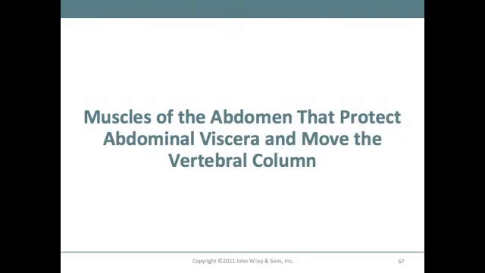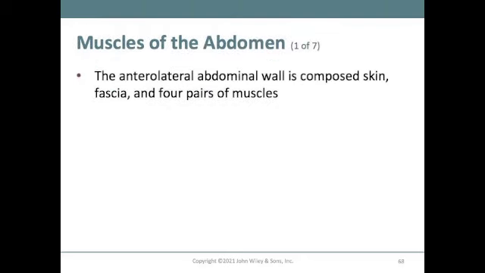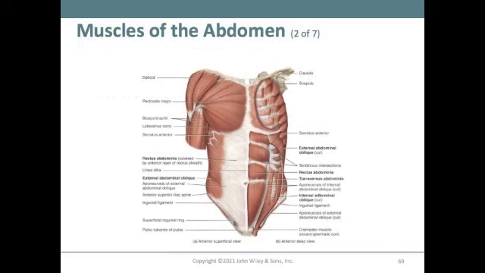So the abdomen muscles protect the viscera and move the vertebral column. Page 366. The anterolateral abdominal wall is composed of skin, fascia, and 4 pairs of muscles. So here's a view of the abdomen, and this is outlined for you on page 368, figure 11.10.